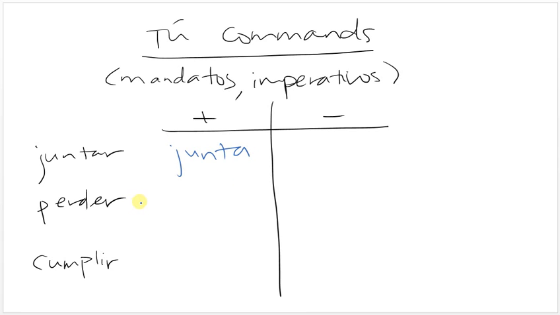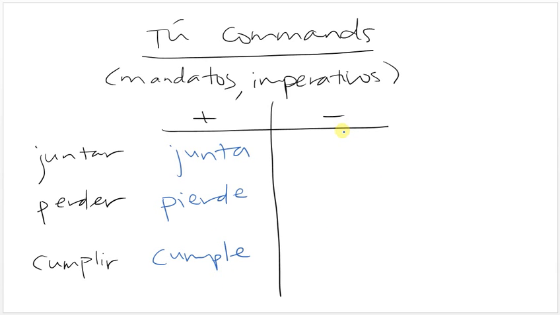Perder: yo pierdo, tú pierdes, él, ella, usted pierde. So that would be your command. Pierde. Lose whatever it is you want them to lose. Cumplir: yo cumplo, tú cumples, él, ella, usted cumple. So remember that means to fulfill. So fulfill your duty, whatever it is that you're talking about. So it's just the regular él, ella, usted of the verb in the present tense.